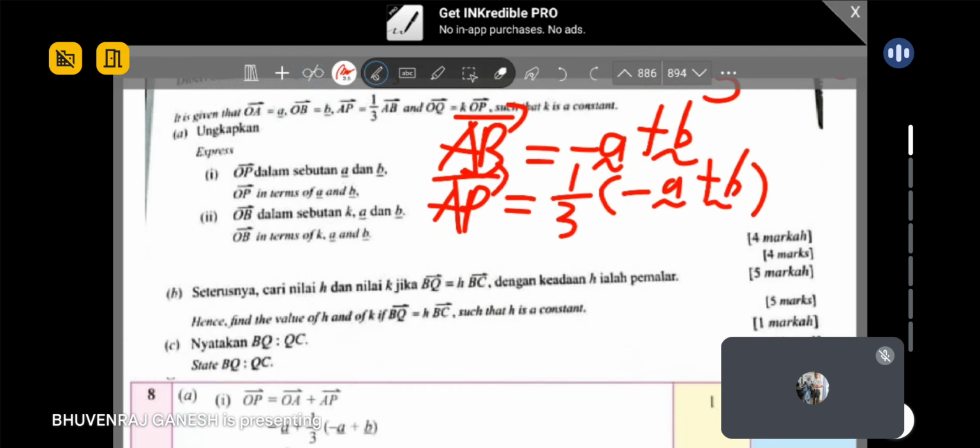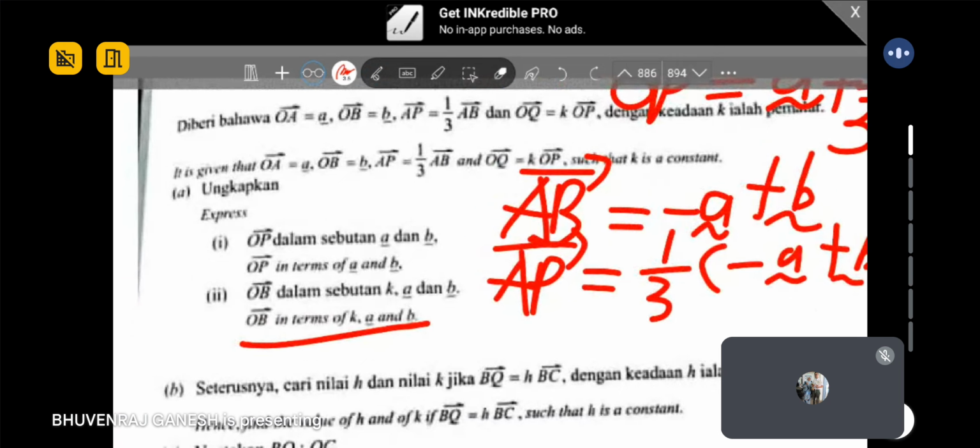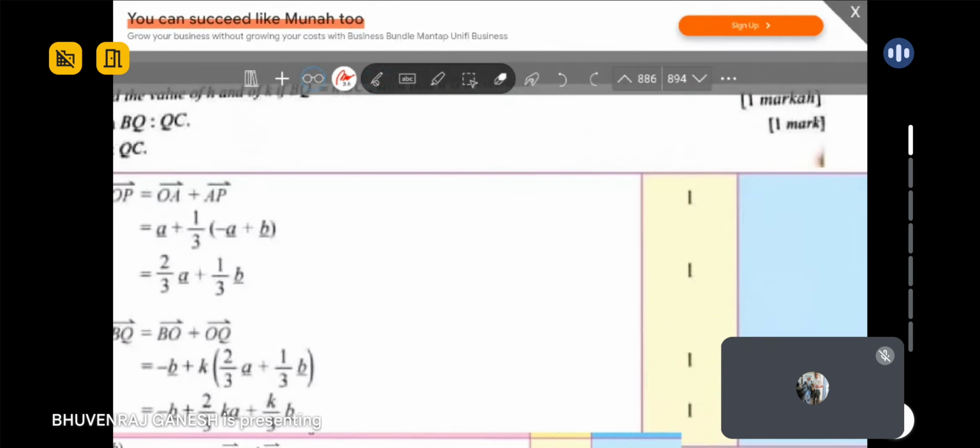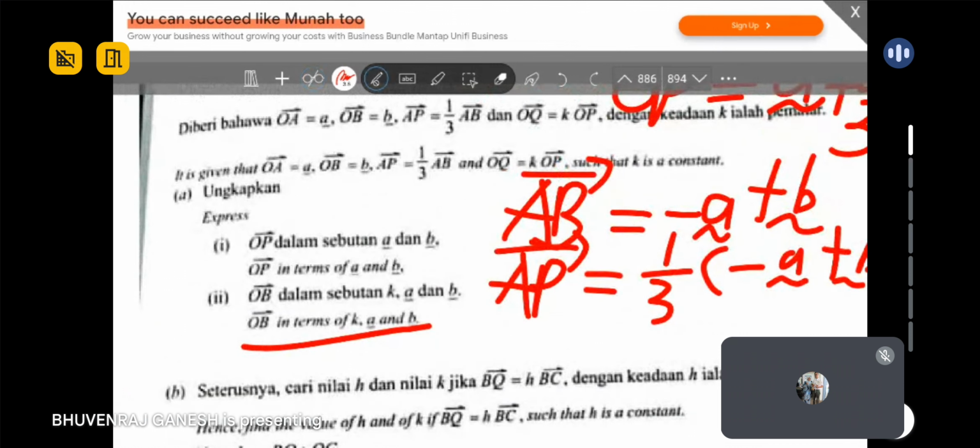Okay, so next question they ask you to find OB. Cari OB. Okay, wait guys. OB sudah. Oh, I think here got typo. I think the question is to find BQ, guys. Cari BQ. Okay, this one is BQ not OB. OB already given. Okay, cari BQ. This one is wrong. Yang ni salah.